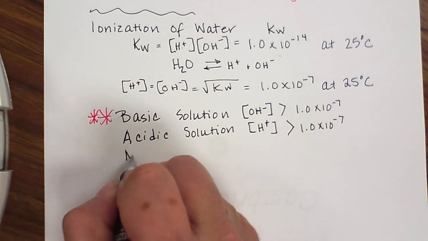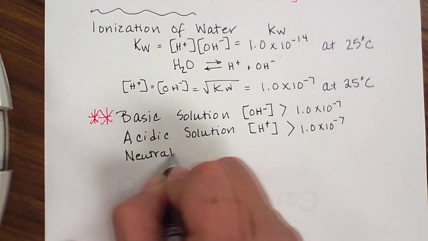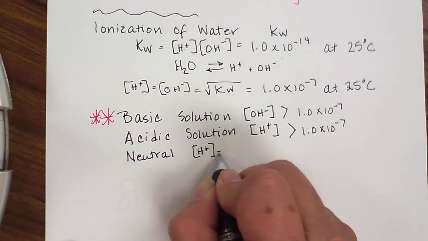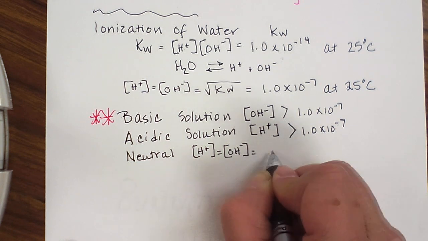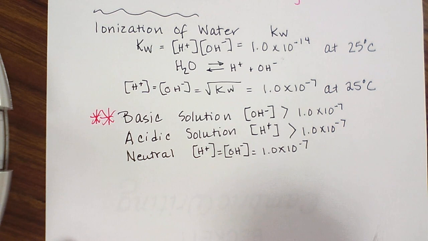And in a neutral solution, the concentration of the H plus and the concentration of the OH minus is equal to 1.0 times 10 to the minus 7. So I've said this a few times now, right? Well, let's start talking about pH.